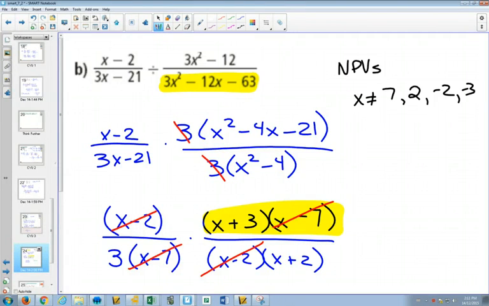Do you have to do NPVs for every single one? Unless it's asked for, if it just says simplify, I'm okay with you just simplifying it. You don't have to write the NPVs. But if it says what are the non-permissible values, and I'll be explicit on my test, then you'd have to state them.